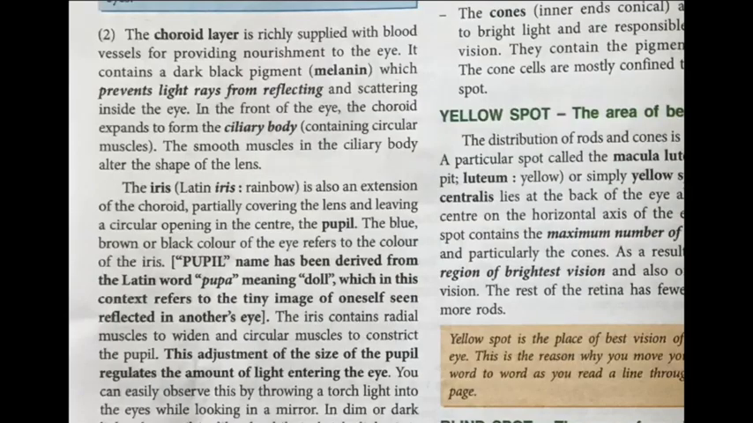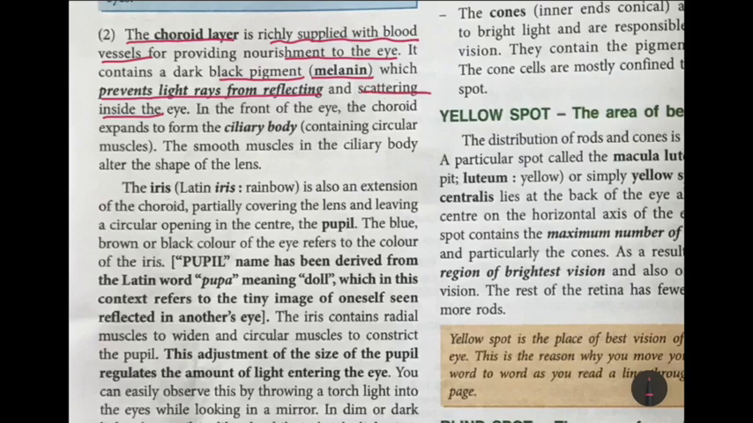The second concentric layer of the eye is known as the choroid layer, and it is richly supplied with blood vessels. Of course, oxygen and nutrients must reach the eye, so the blood vessels provide nourishment to the eye. It contains a dark black pigment, which in our body is always melanin, which prevents light rays from reflecting. Remember, the function of the black pigment in the choroid layer is that it does not allow the light rays to reflect and scatter inside the eye, so that the vision is clear.